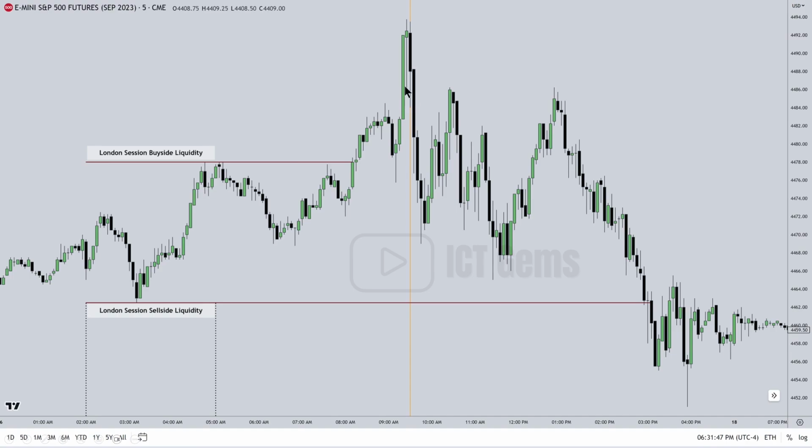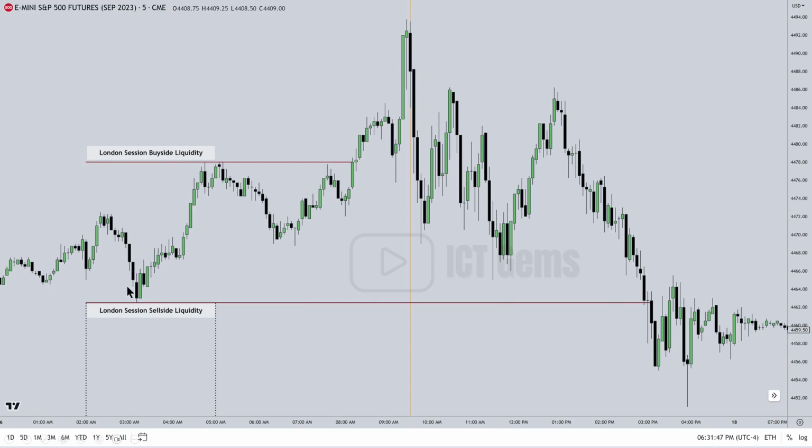So all of this can be viewed pre-9:30 as a Judas swing. Now notice, am I showing you regular trading hours or electronic trading hours? Electronic trading hours. So that way you're going to be able to see the overnight trading. If you have it toggled to regular trading hours, you won't see this information, folks. It will be hidden from you. So London session buy side liquidity, we're seeing that raid up into it here.